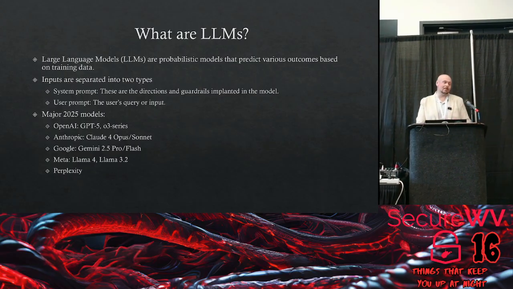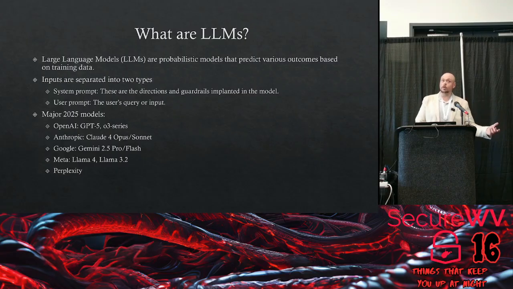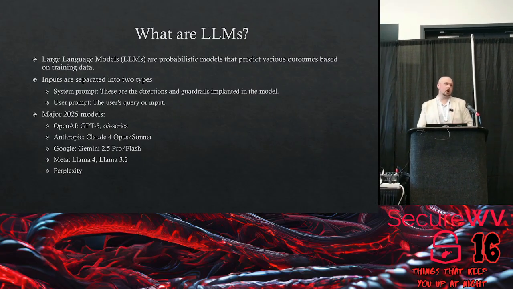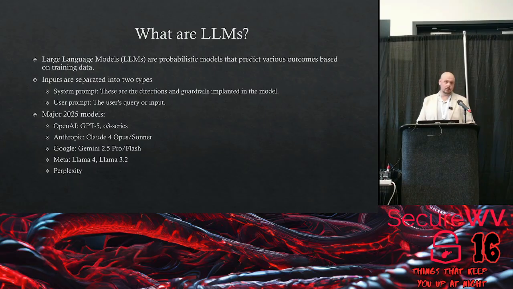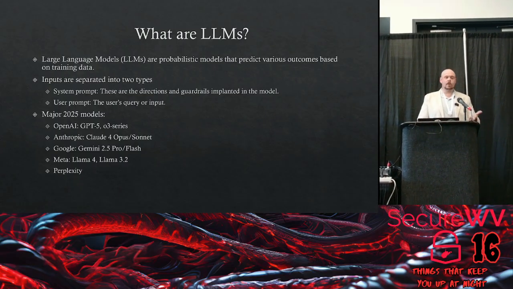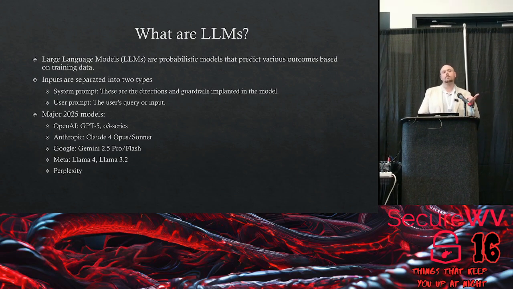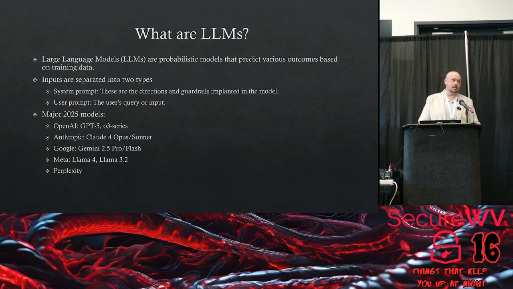They are probabilistic, so that's why when you ask for a picture of a car, you may get the right picture or you may get something totally different. It depends on the probability and the association. For those that aren't familiar, inputs into an LLM are split into two types, the system input, which are the directions and guardrails. If you've heard of system prompt leaks from various models, this is what guides the model itself. Then you have the user prompt, and that's pretty self-explanatory. That's what we put in, seeing what it'll do.